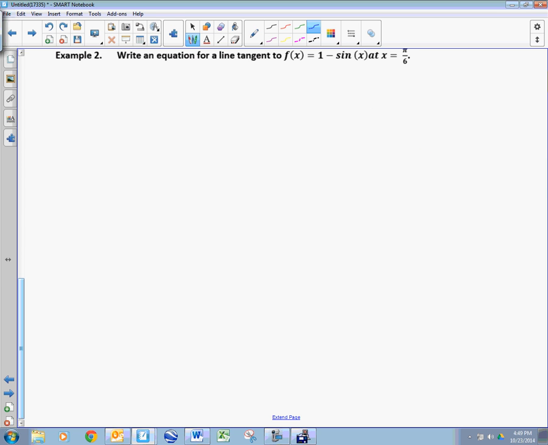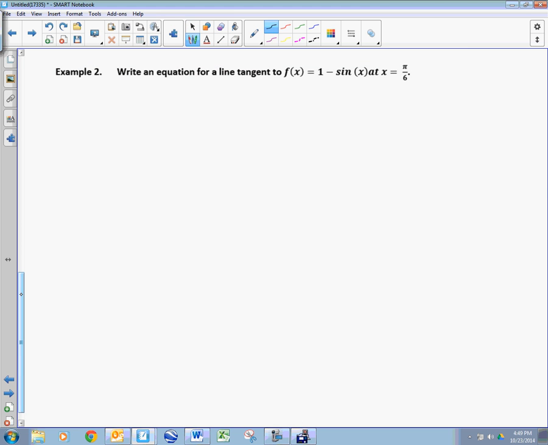Last example, then you can start your assignment. Write an equation for a line tangent to f of x equals 1 minus sine of x at x equals pi over 6. Okay. Write an equation for a line. As soon as you hear that phrase, you should write down two things: m equals, and a point on the line. Point on the line, my x value is pi over 6.